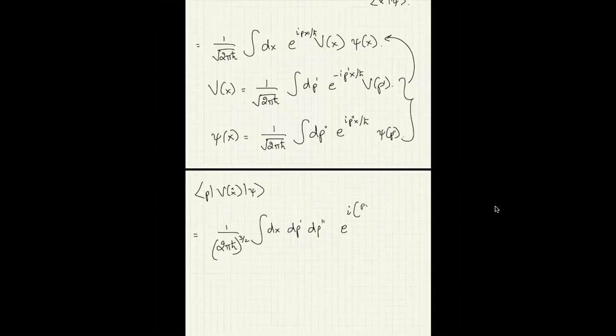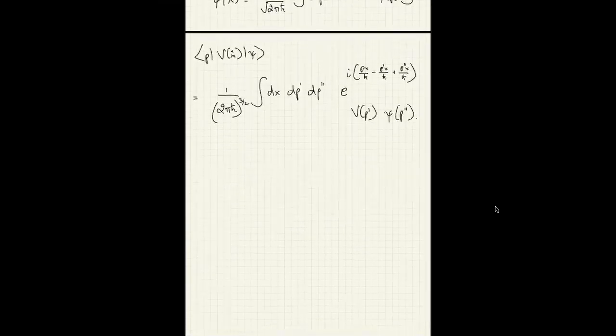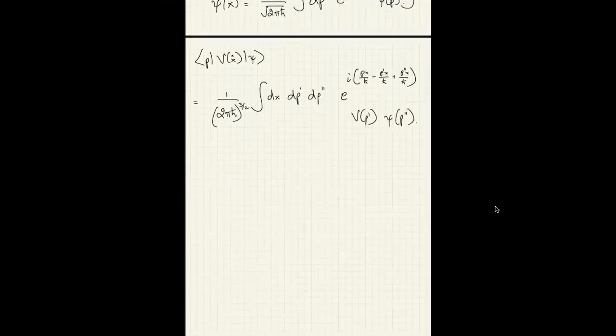So px over h bar, minus p prime x over h bar, plus p double prime x over h bar. Then there is a v of p prime and a psi of p double prime. Okay. Now I will do the integration over x. If I do the integration over x, what do I get?